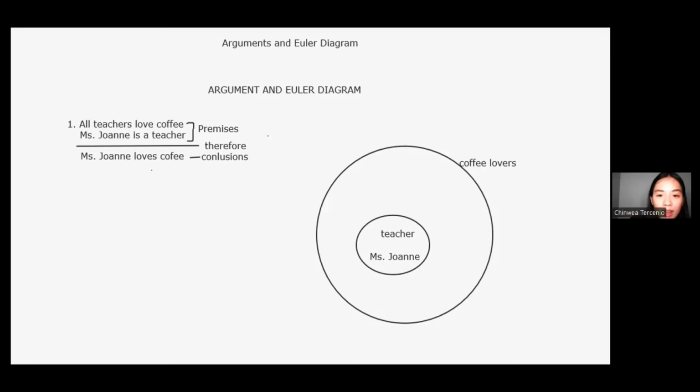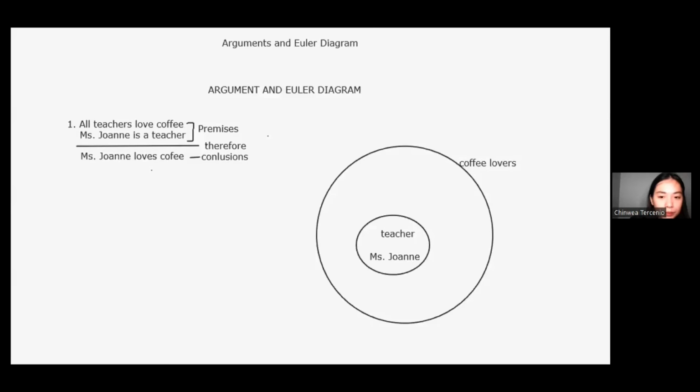So, nag-draw lang ako ng big circle dito at inire-representan is yung coffee lovers. And then, gumawa ulit ako ng bilog sa malaking bilog. Nilagay ko naman is yung teacher. Yung bilog na to is nagre-represent ng teacher. And then, nilagay ko rin dito si Miss Joanne.